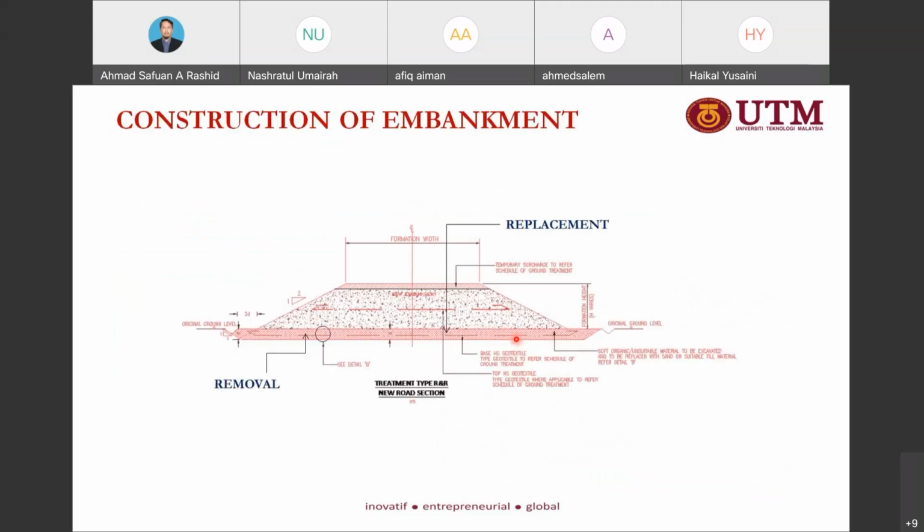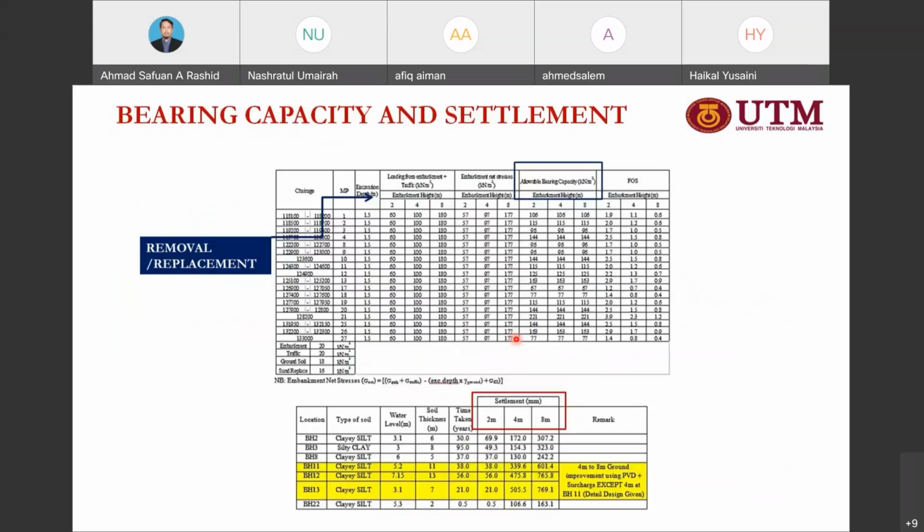So we have discussed previously on the construction of the embankment. So this is bearing capacity and settlement calculation. We may monitor for what will be the allowable bearing capacity due to 2 meter height of embankment, 4 meter height of embankment, and 8 meter height of embankment. This is the chainage to determine the distance between each chainage.